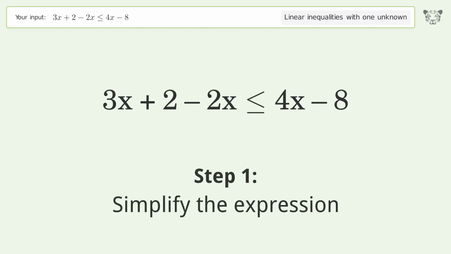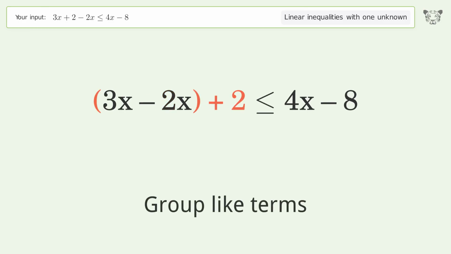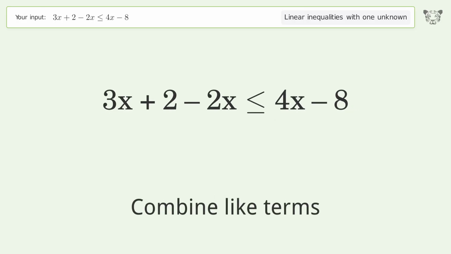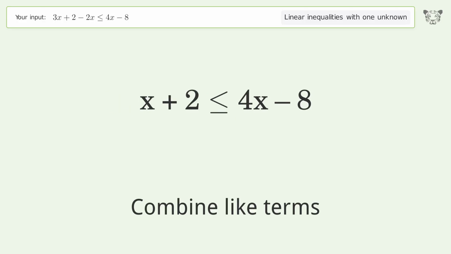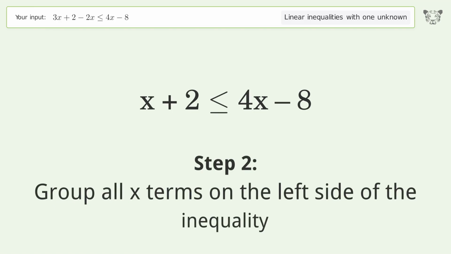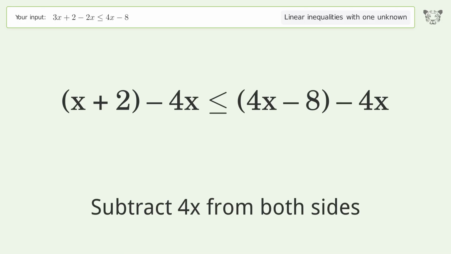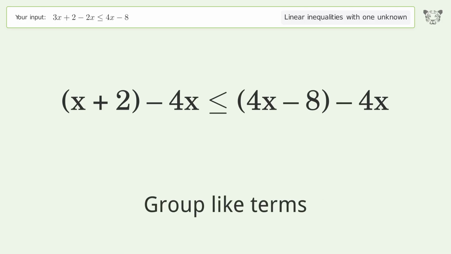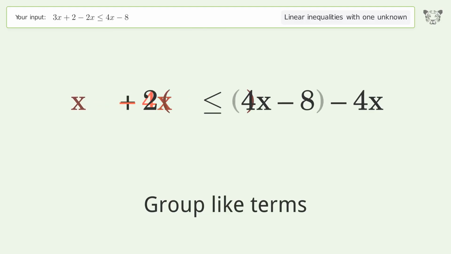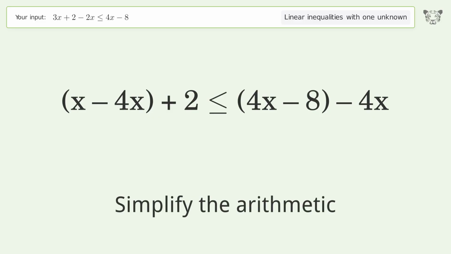Simplify the expression. Group like terms. Combine like terms. Group all x terms on the left side of the inequality. Subtract 4x from both sides. Group like terms. Simplify the arithmetic.